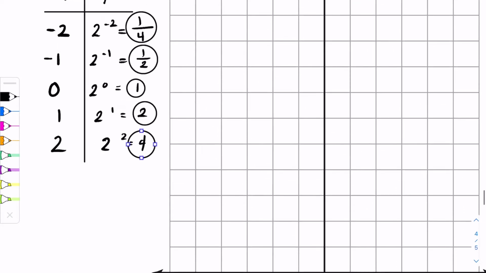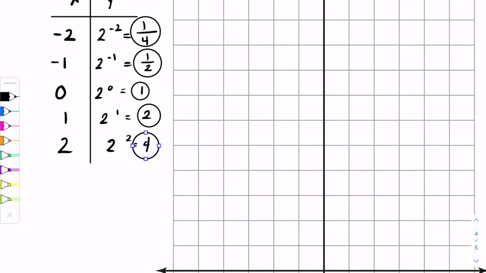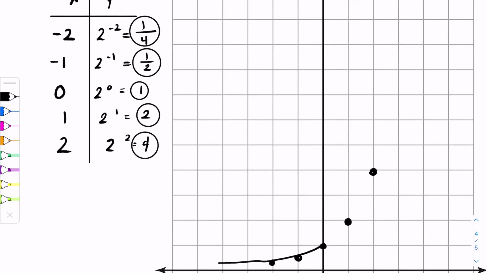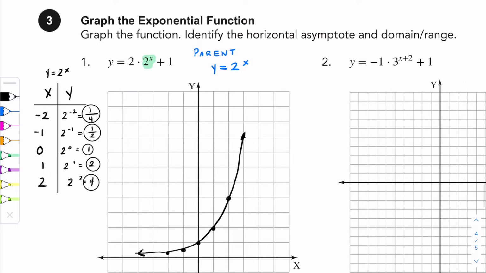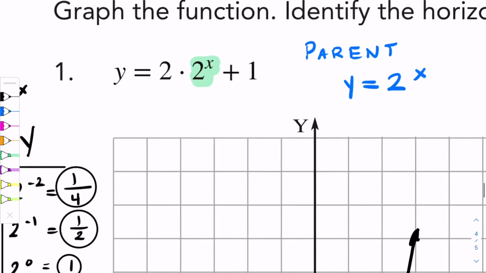Plot these points. We have a point at (-2, 1/4), (-1, 1/2), (0, 1), (1, 2), (2, 4). This graph never touches or crosses the horizontal asymptote, and it rapidly increases. So that's our parent function. Now we have to do our transformations. Check to see if you have a left or right shift. That would be with your x value. We do not.